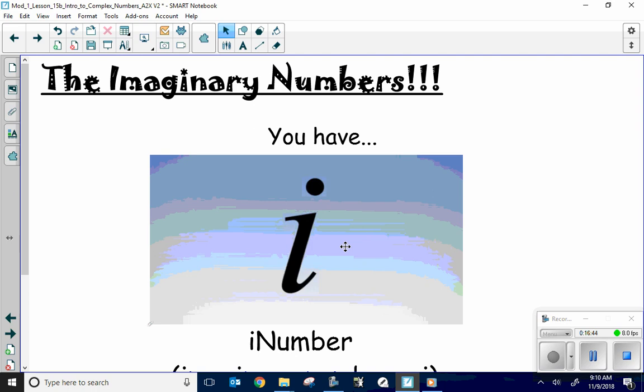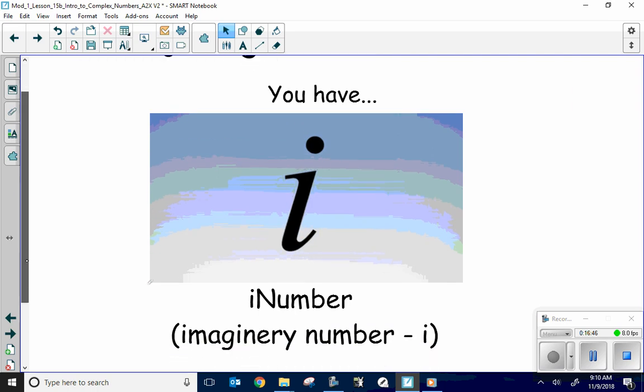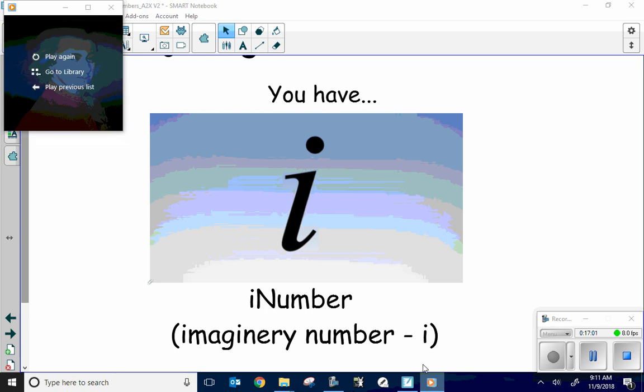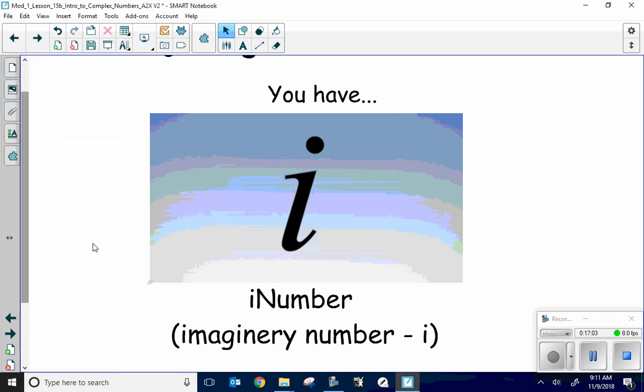We have the i number. Wait for it, wait for it. Oh, yes. It's the imaginary number i. Oh, I love introducing that. It's not as effective. Wolfgang Amadeus Mozart. You know, it's better in class when I'm doing something stupid like dancing, or acting like it's really a big deal. But we have the i number. That's an imaginary number.